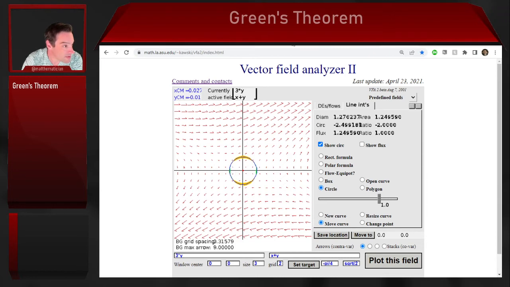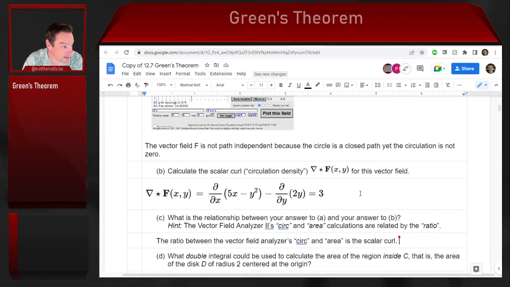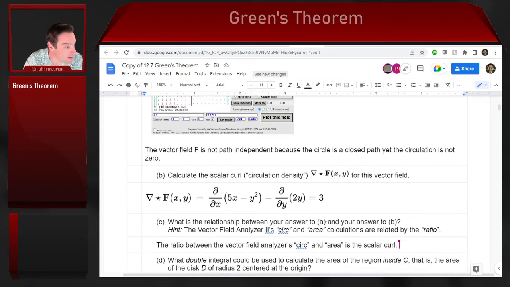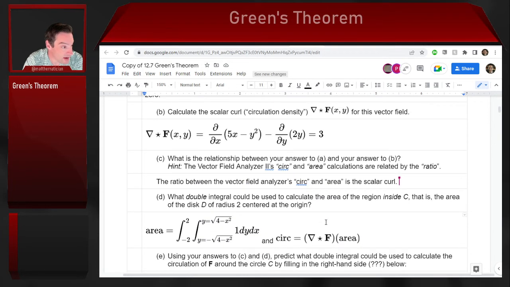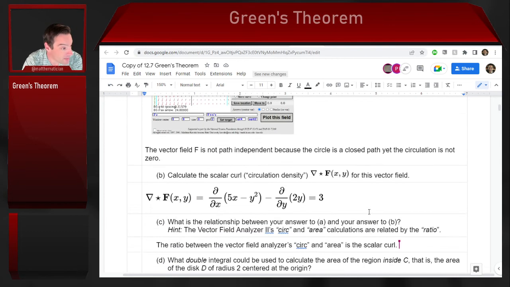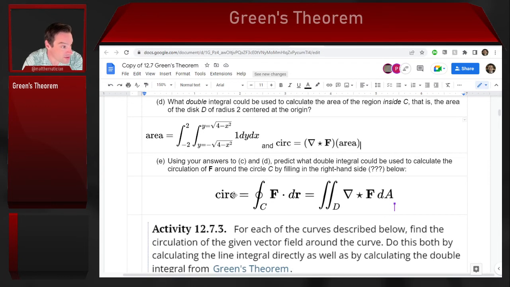And so the prediction that you made, and I just realized I didn't put this in my camera until just now. So there it is. The prediction that you made was that, again, since the scalar curl appears to be the ratio, in this case 3, between the circulation and the area, that the circulation of this example was 3 times as much as the area of the circle that it was bounding. That in general, maybe it's true that the circulation is the double integral of the scalar curl. And that right there is exactly Green's theorem.